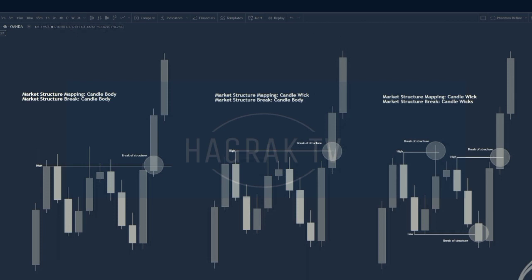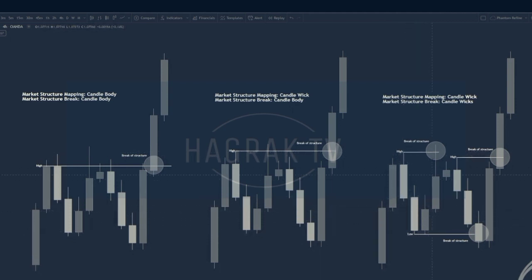Now, if we look at the third and final type of identifying structure, we'll be using the candle wicks, and we'll be identifying the market structure breaks using candle wicks as well. So if we look at this example, we can see, like example number two and number one, price moves to the upside. We use the highest wick as our high, and then price trades down.